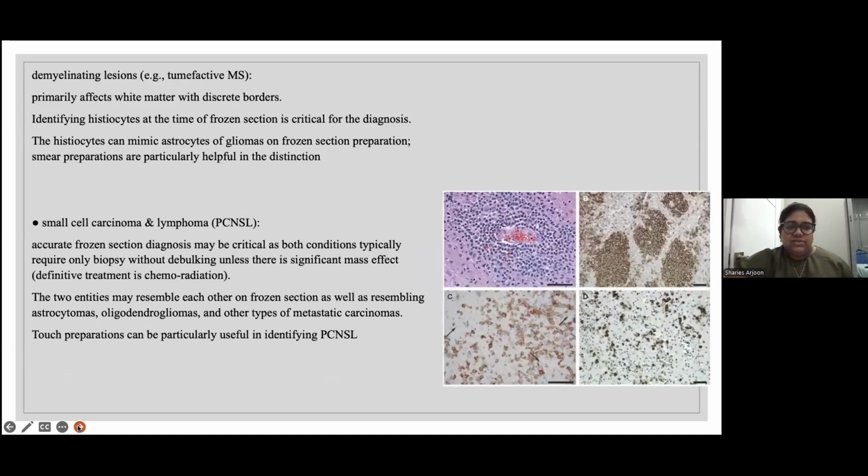Small cell carcinomas and lymphomas, these two entities may resemble each other on frozen section as well as resembling astrocytomas, oligodendrogliomas, and other types of metastatic carcinomas. Touch preparations can be particularly useful in identifying pediatric CNS lymphomas.